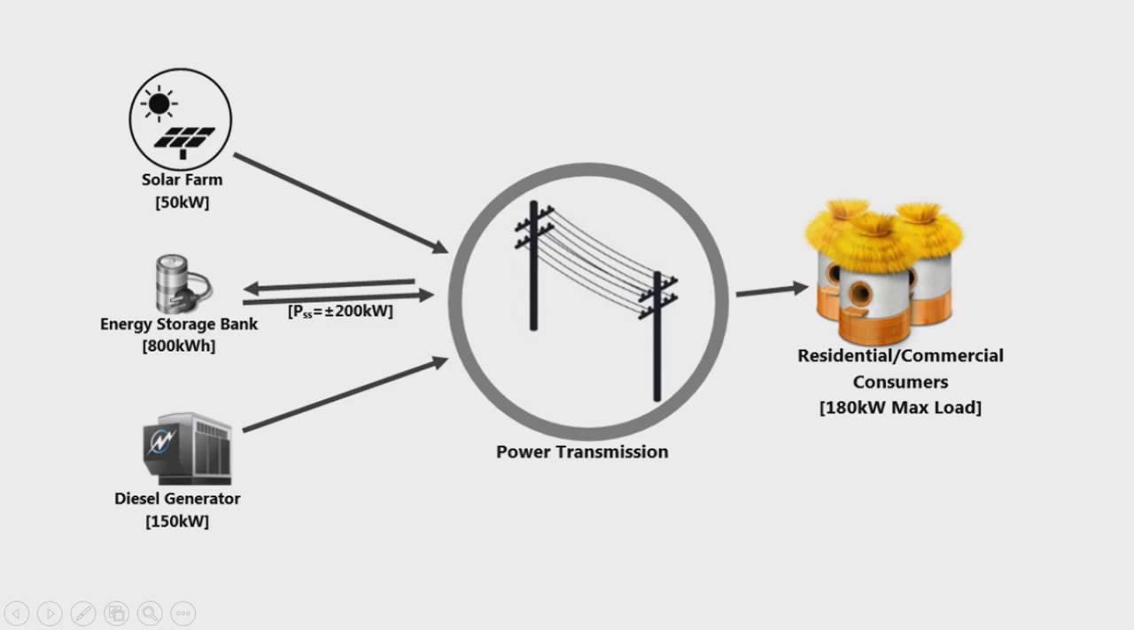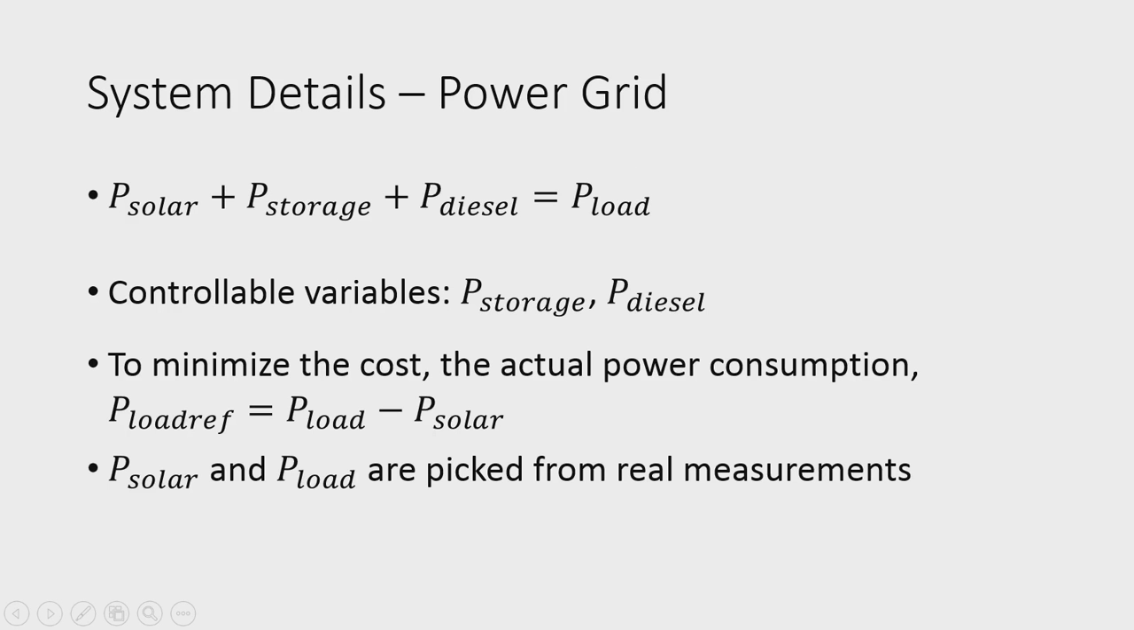This is the network that we'll be looking at. The parameters that we have are the maximum power output of each of the generators and the maximum power demand from the load side. The system detail is that, as we stated, solar generation, storage generation, and diesel generation will have to meet the consumption of the load. The variables that we can control are the storage and diesel. The solar and load are going to be provided as real-time measurement profiles.